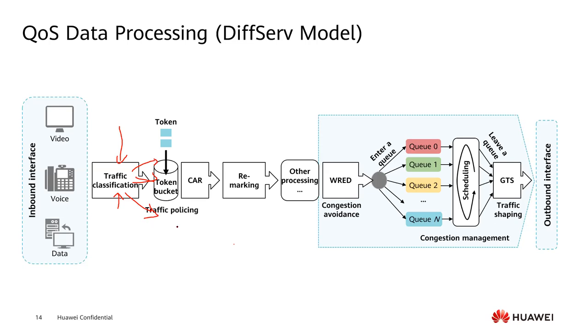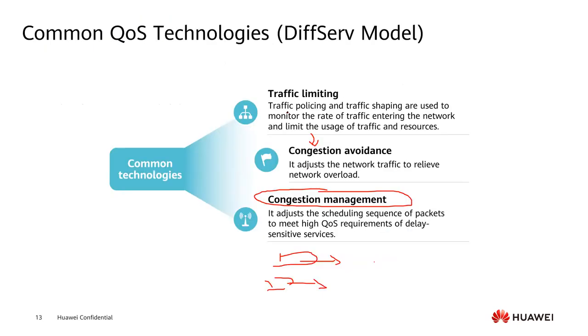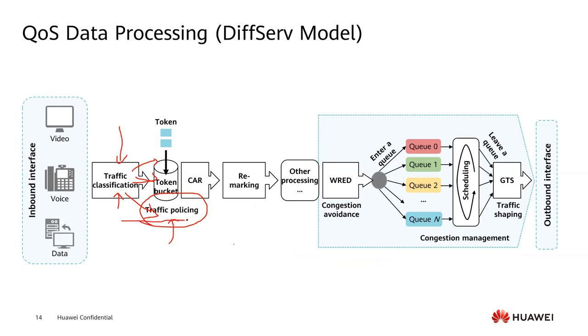Then we will go into the traffic policy. This traffic policy is one type of technology for traffic limiting. The traffic policy can limit the traffic which comes into the devices. When we do the traffic policy, we have a technology called the token bucket to help us count how much traffic has come into the devices. About the token bucket, we'll talk later. Then the CAR module, which stands for committed access rate, will help us limit the traffic coming to our devices. Those two modules working together are called the traffic policy.